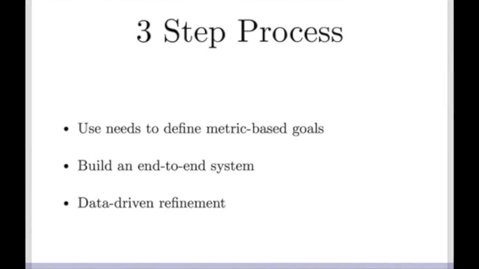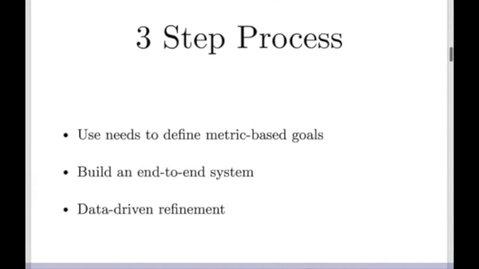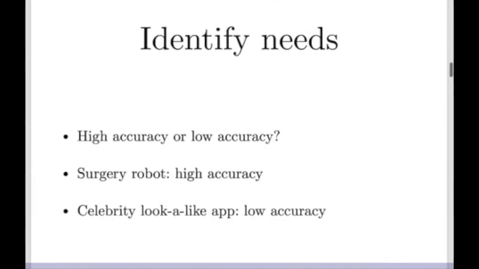The first step is identifying the needs of your product or service and defining metric-based goals that will ensure you meet those needs. One thing you need to think about is how much accuracy you actually need in your product. Obviously, everyone would always like to build a machine learning system that's absolutely perfect, but that's usually going to be extremely expensive, if it's even possible at all.